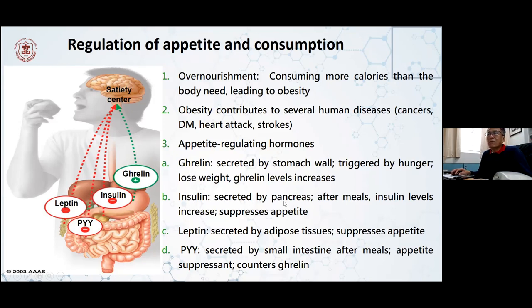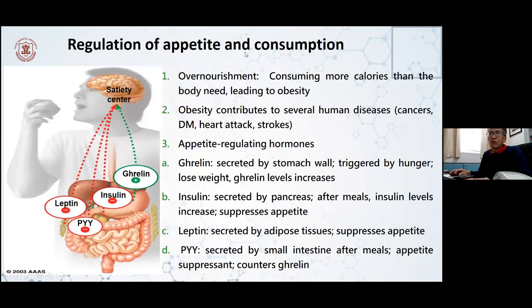And insulin is secreted by the pancreas. After the meal, the insulin level increases. Insulin also tells the satiety center that the energy, the glucose level, is enough, so don't intake more food. So insulin can inhibit the satiety center. And leptin is a molecule secreted by the adipose tissues, which can also suppress appetite. Another is PYY, a peptide secreted by the small intestine after the meal, an appetite suppressant that counters ghrelin. So this figure tells us ghrelin can stimulate the satiety center and tell people to intake more food, and insulin, PYY and leptin inhibit the satiety center.